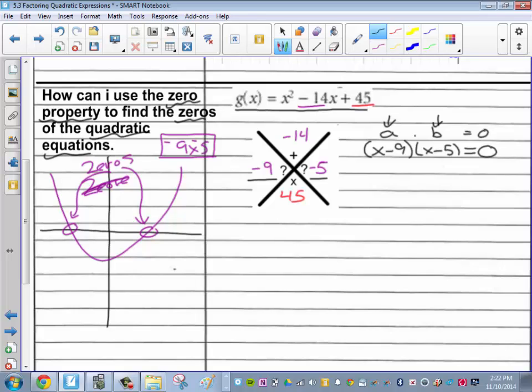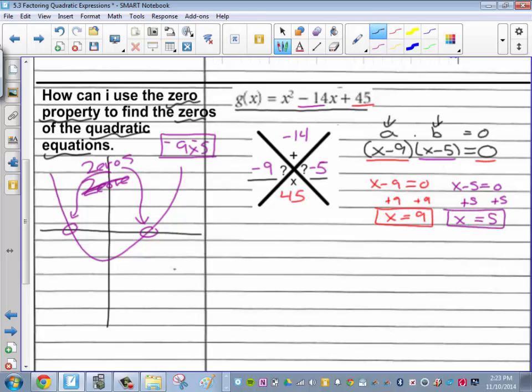So what we can do, because of the zero product property, is take this x minus 9 and set it equal to 0 separately. X minus 9 equals 0, and we can solve for it. We'll add 9, we'll add 9. So we know that one of the zeros is x equals 9. And we can do the same thing for this one. We can take the x minus 5 and set it equal to 0. And we add 5 to both sides, add 5. We get x is equal to 5. So that's the other 0.